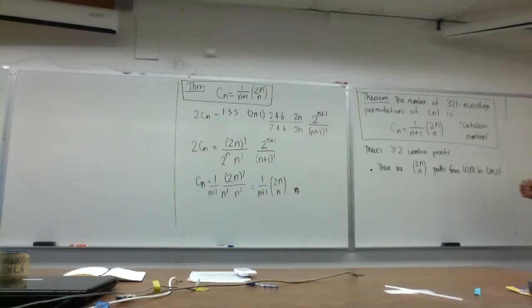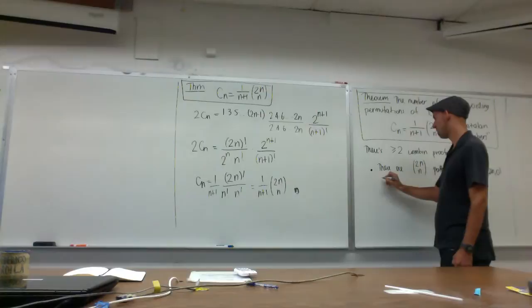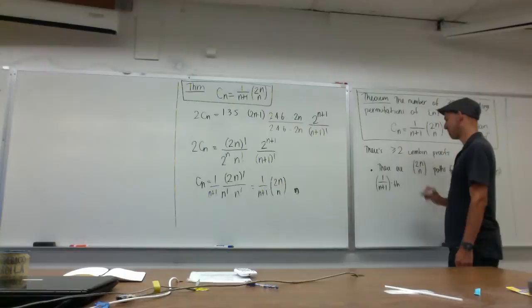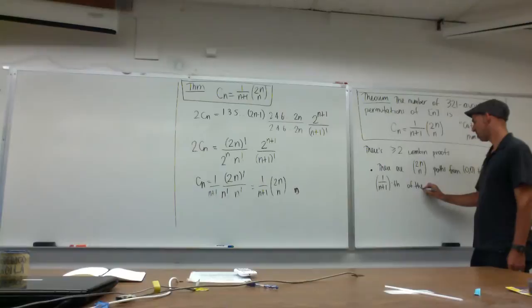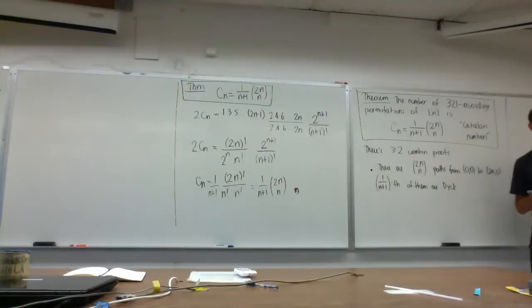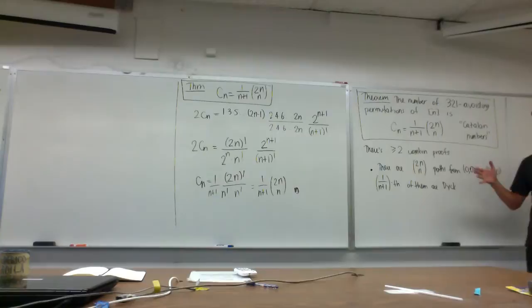So what this is saying is that the probability that you don't cross the x-axis is 1 over n plus 1. So exactly this fraction, 1 over n plus 1 fraction of them, are dyke paths. And so one way of proving this is to consider all the paths and group them into families of n plus 1 paths in each family, such that in each family exactly one is dyke and the other ones are not. So that's one possible proof of this.